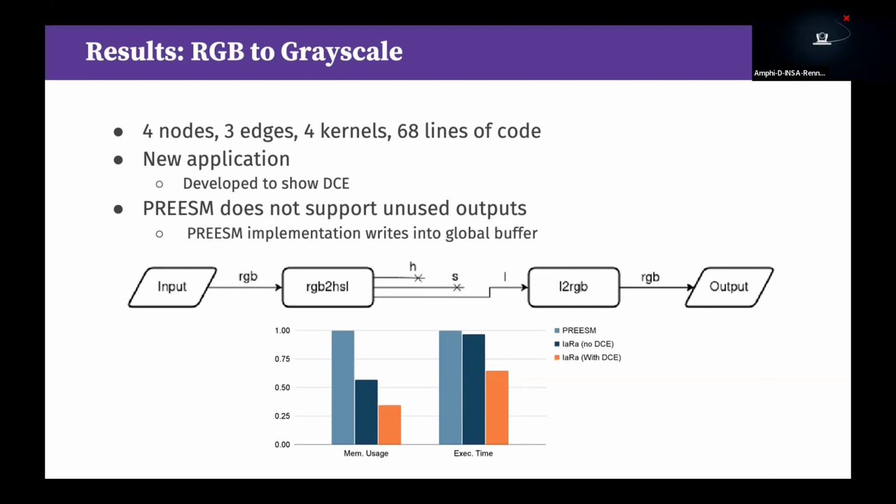And in Prism, we do not have support for unused output, so the Prism implementation is going to write into a global buffer, but in our case, we are able to remove those outputs with the dead code elimination that I just presented. And what we can see is that the memory usage between Prism and Yara is already better in some way in memory usage, but similar in terms of execution time. In terms of memory usage, when we apply our dead code elimination, we got yet another improvement because we are able to remove that part. And this brings an improvement in execution time even for a simple compiler.